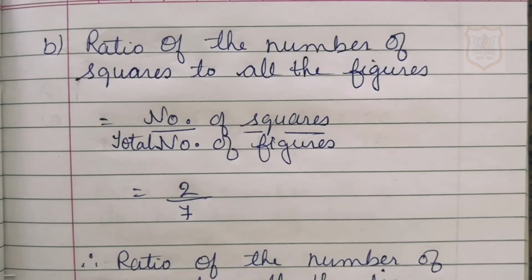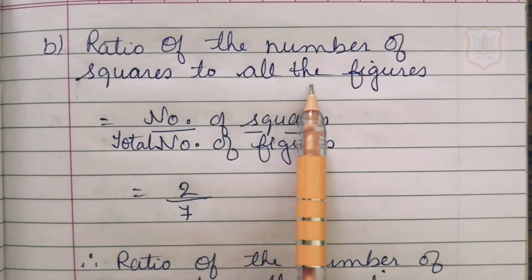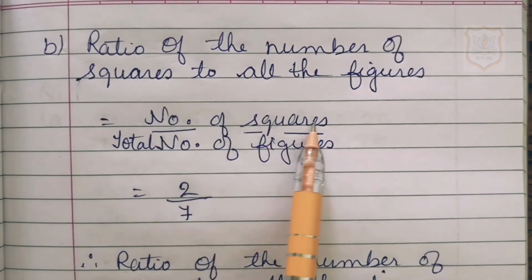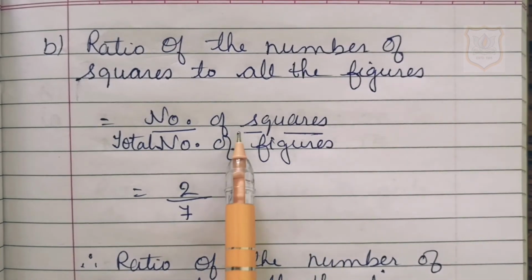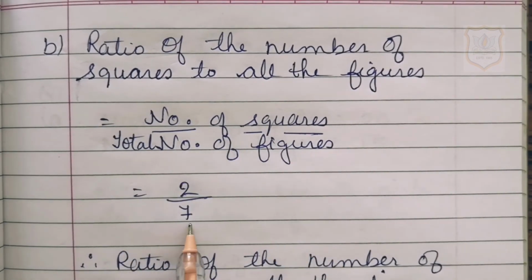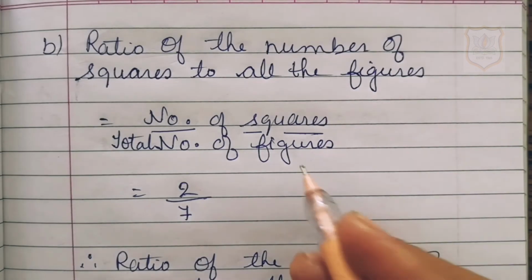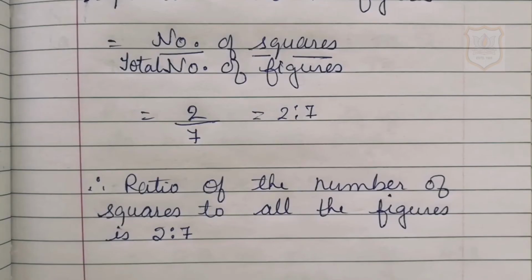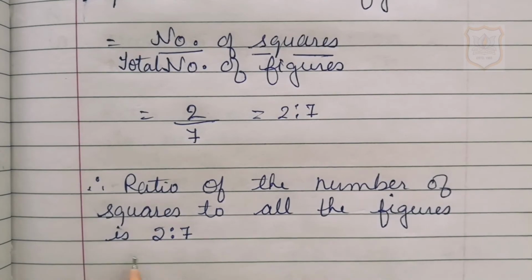Now B part of question number 3, where we have to find out the ratio of the number of squares to all the figures. Here first we will write number of squares as a numerator and the total number of figures as a denominator. Number of squares was 2 and total number of figures we have calculated was 7. So the fraction formed is 2 by 7 and it is in the simplest form. So we will write it as 2 ratio 7. Therefore, the ratio of the number of squares to all the figures is 2 ratio 7.